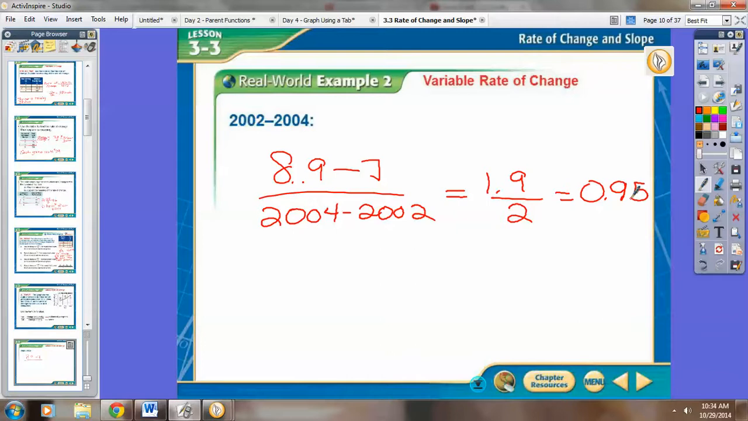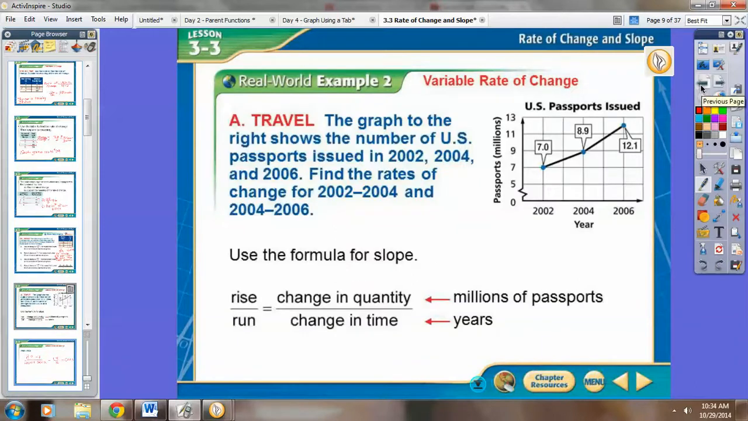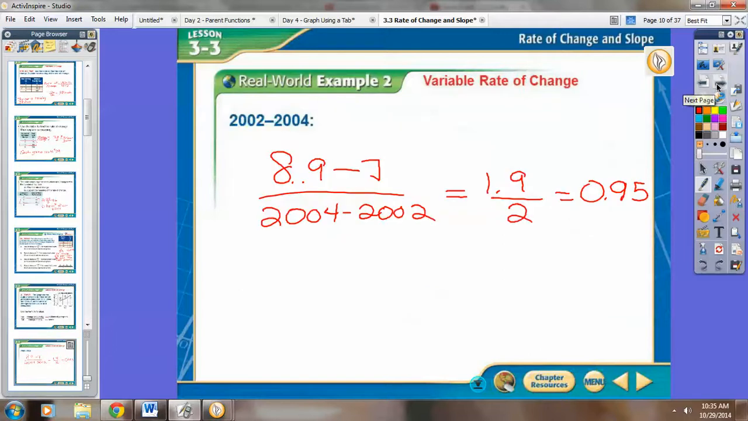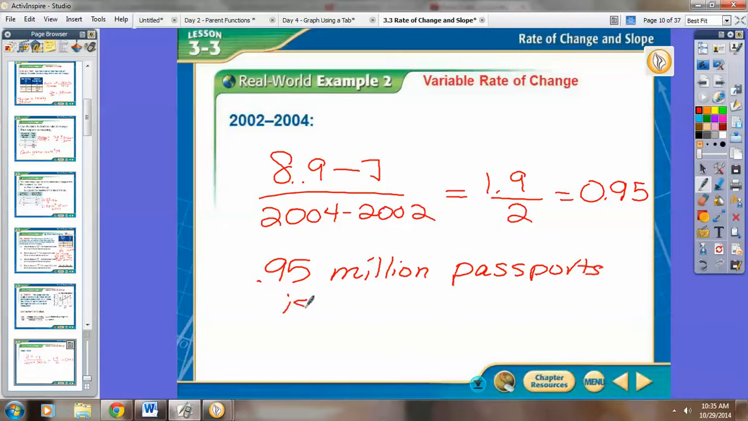Rate of change. What is the y value representing? Passports. Millions of passports per year. So let's describe this meaning. It would be 0.95 million, just shy of 1 million, passports issued per year.